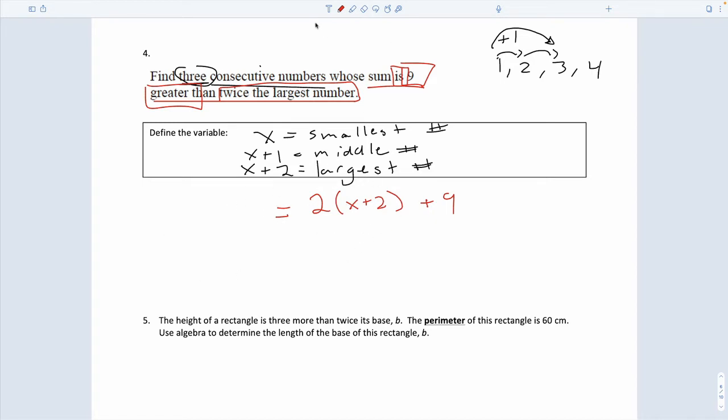But wait, we have the left side of the equation still. What do I do for that? What is my one clue, Jersey? The sum. And the sum of what? Yeah, all 3 of them. So every number has to be added. The smallest number, the middle number, and the largest number. All of them are added together.